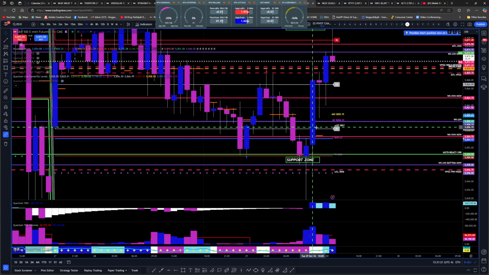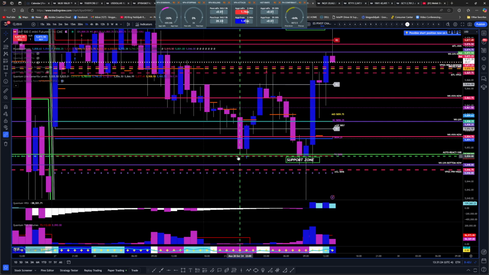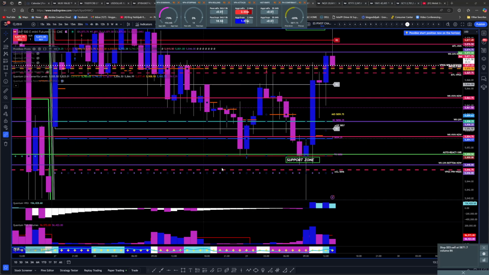Right, and this is a central pivot area for the floor pivots, right? So I'm highlighting this right here. Let me just point that out. So it's coming back down.